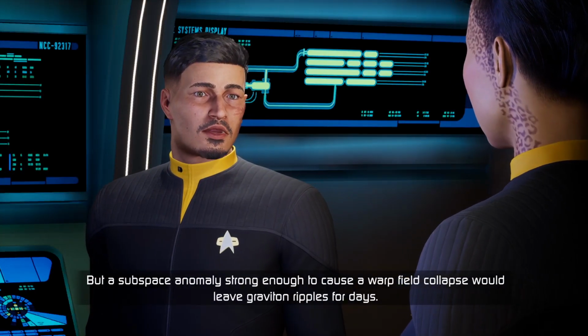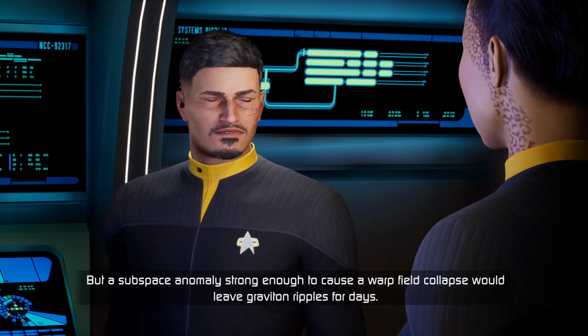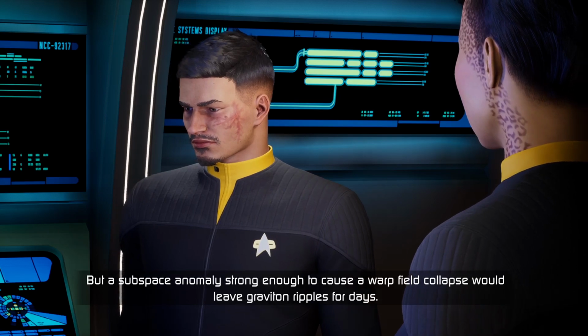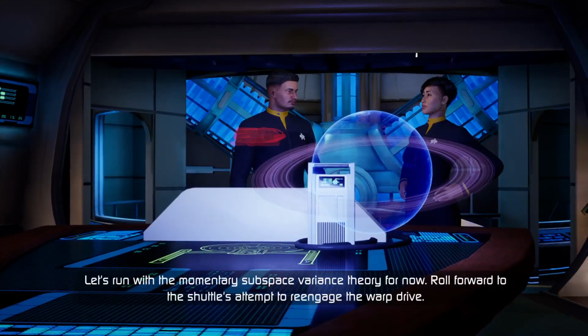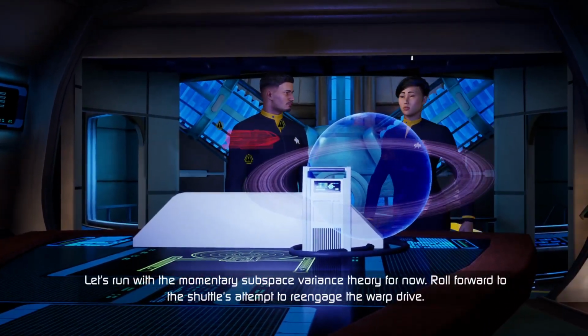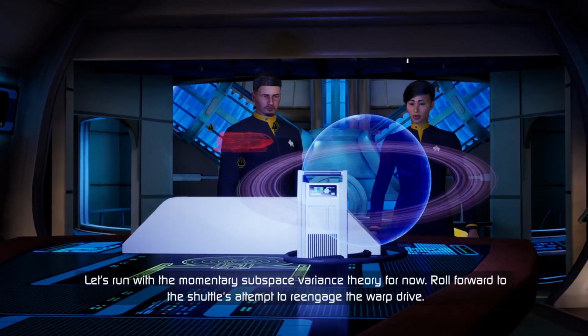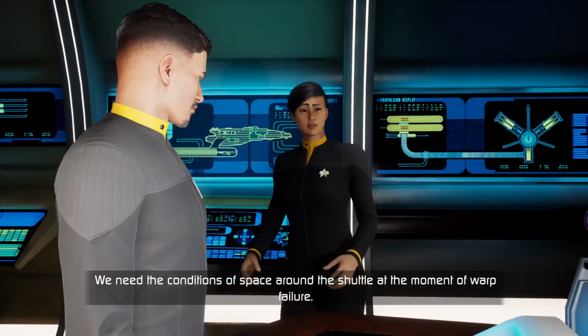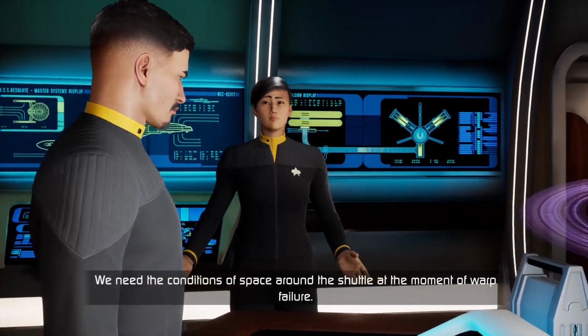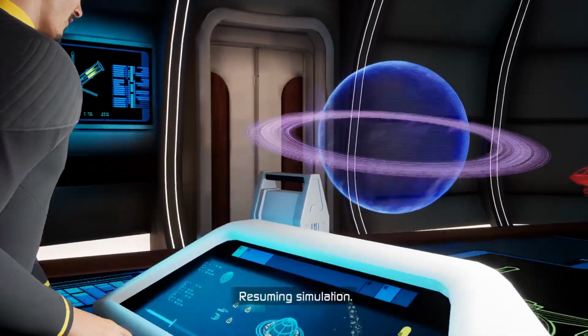The subspace anomaly strong enough to cause a warp field collapse would leave graviton ripples for days. Let's run with the momentary subspace variance theory for now. Roll forward to the shuttle's attempt to re-engage the warp drive. We need the conditions of space around the shuttle at the moment of warp failure. Resuming simulation.